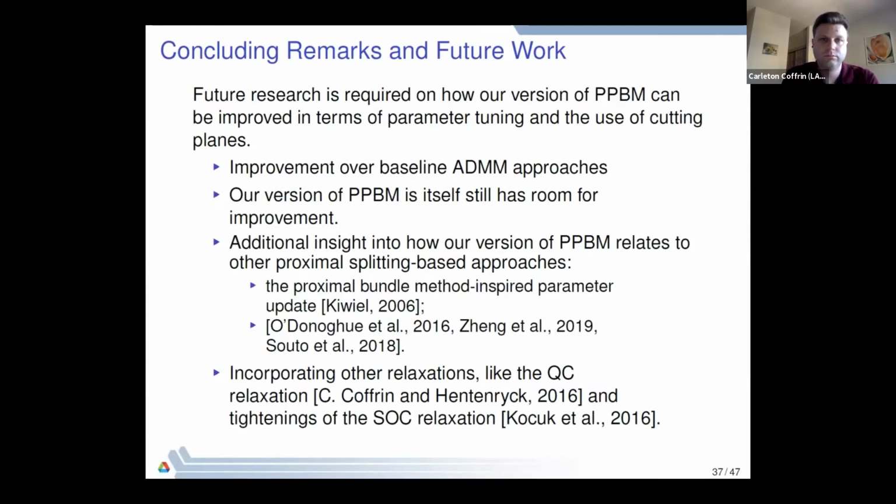We focused on SBP, but we'd also like to look at other relaxations, like the quadratic constraint relaxation or the tightenings of the SOC relaxation.